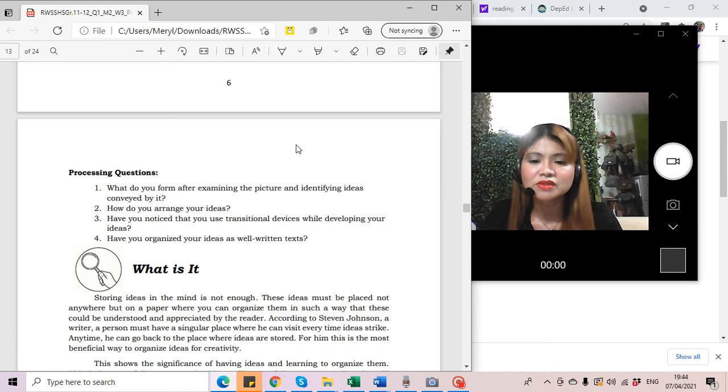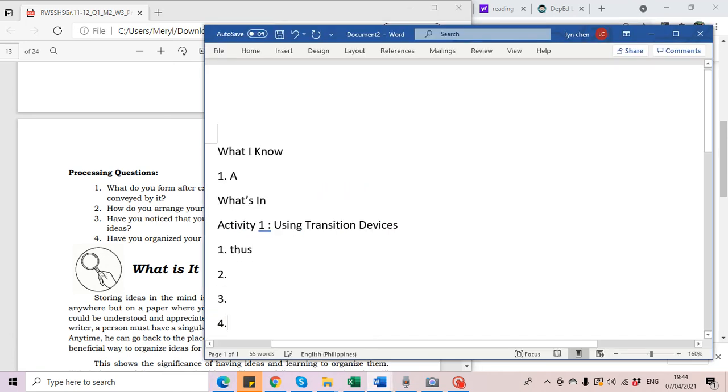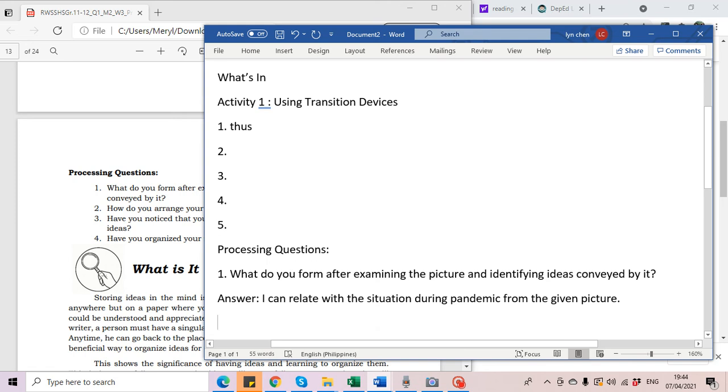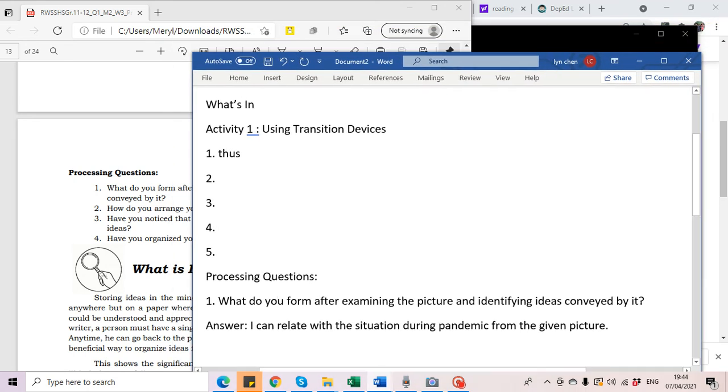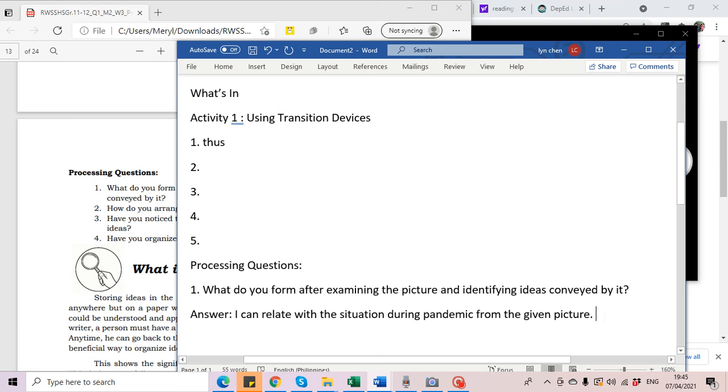Processing questions. When you answer this, you write there Processing Questions. Number 1. So please copy the question and answer. For example, you write here your answer. This is my sample answer. Okay. Question: what do you form after examining the picture and identifying ideas conveyed by it? So please copy the question. Same goes with number 2, 3, and 4.